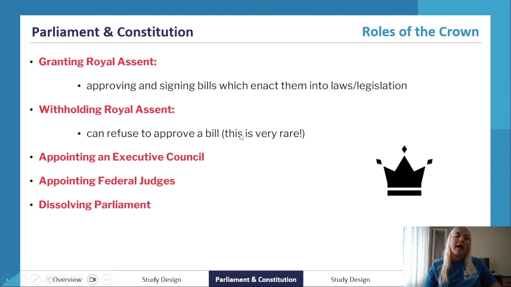Okay? And they can also dissolve Parliament. So in the instance that there is corruption that's been discovered or something happening that should not be happening in Parliament, obviously this is really rare, they could dissolve the whole Parliament, meaning that elections would be held again. Early elections would occur to re-elect the entire Parliament all over again because something happened.